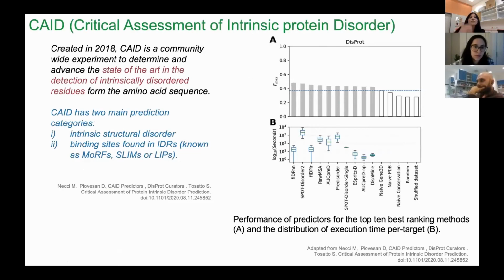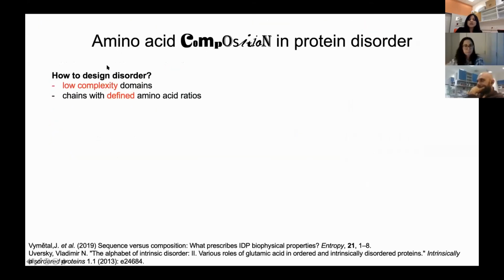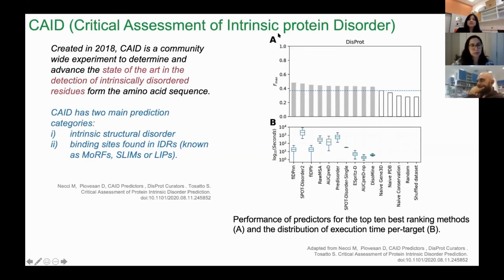But don't worry, the CASP in the past has also evaluated the disorder predictors. Since 2 years ago, the disorder community thought it was a very good idea, and inspired by the CASP experiment, they started to create this new experiment called CAID, critical assessment of intrinsic protein disorder. This is a wide experiment, and it also determines the state of the art in the detection of intrinsically disordered residues from the amino acid sequence.